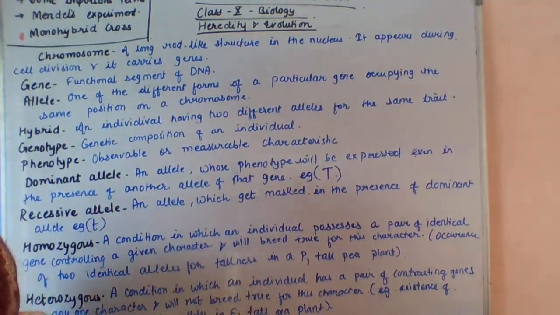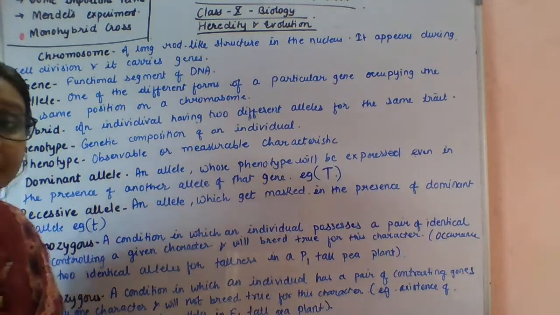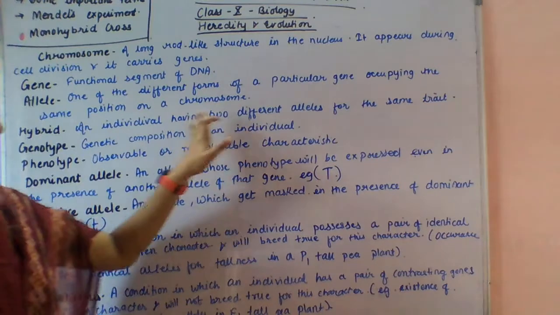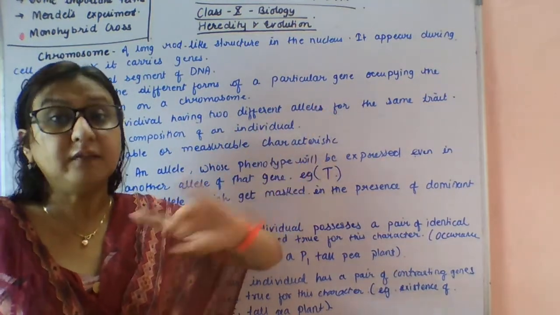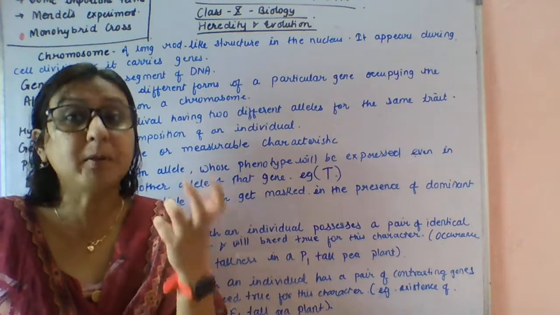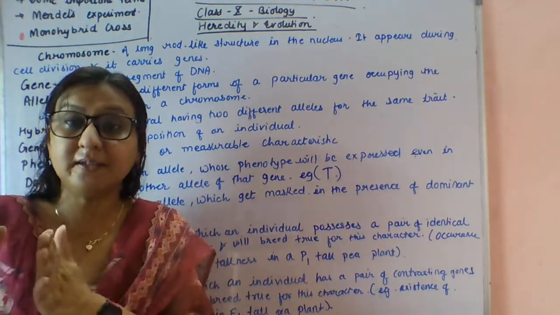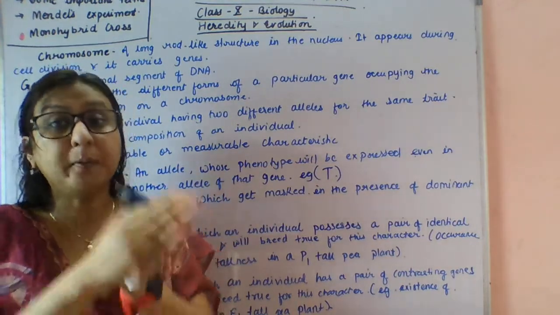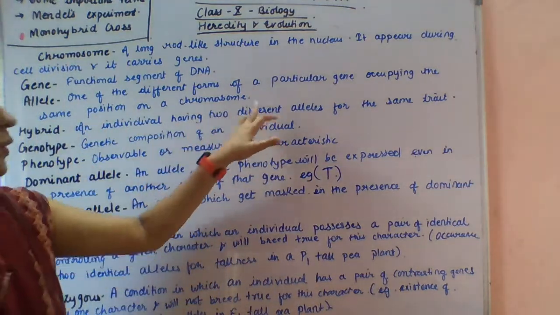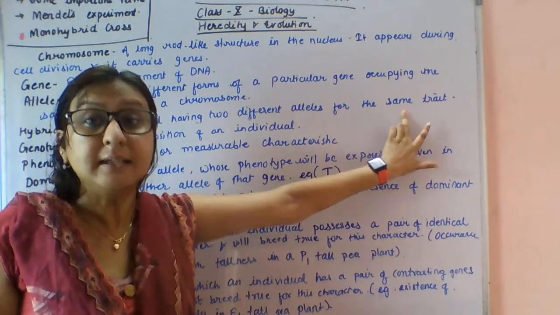Okay. Next, hybrid. Hybrid means a mixture, or an individual having two different alleles. If two different alleles are present, you can say it is a mixture, not a pure breed. Pure breed is different, like pure trait or pure breed, and hybrid means they have two different alleles for the same trait.